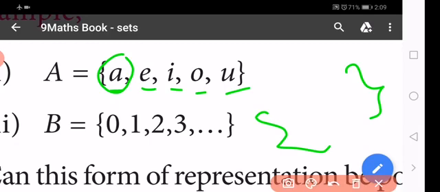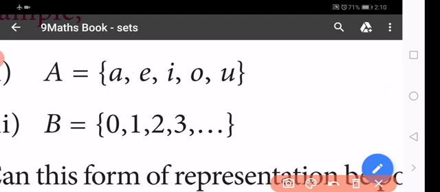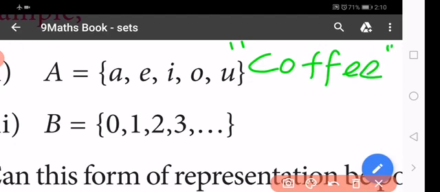Do you understand? Okay. For example, let A be the set of letters in the word coffee. If we take the set of letters in the word coffee, C O F F E E, that is the word coffee, the set of all letters in the word coffee. This is the descriptive form.